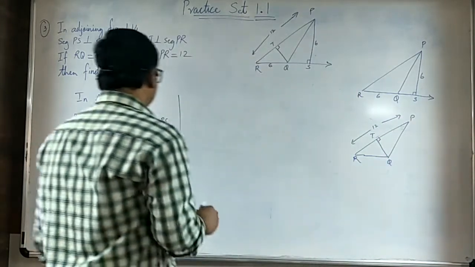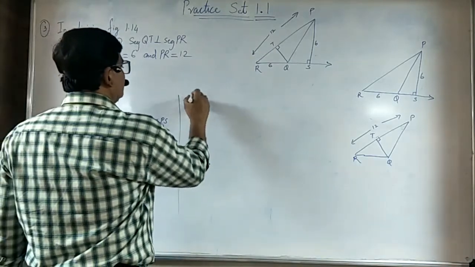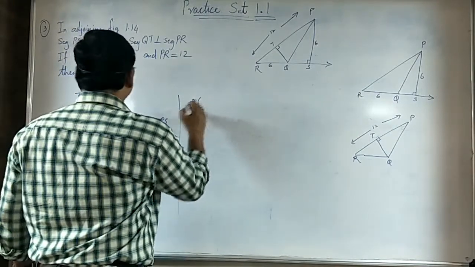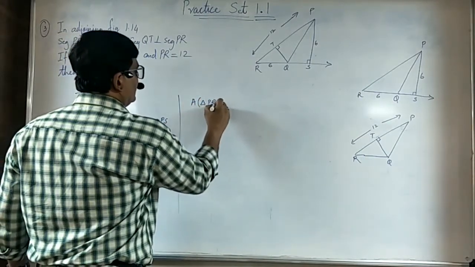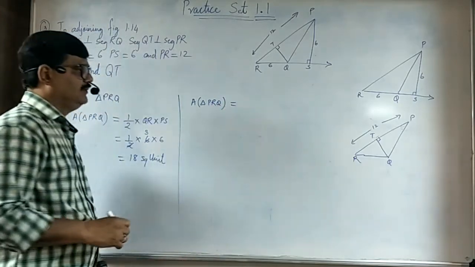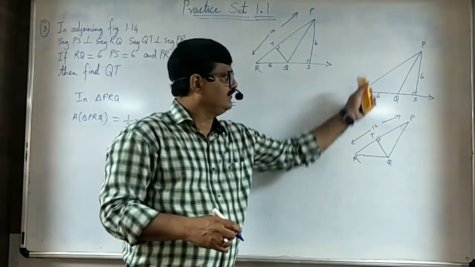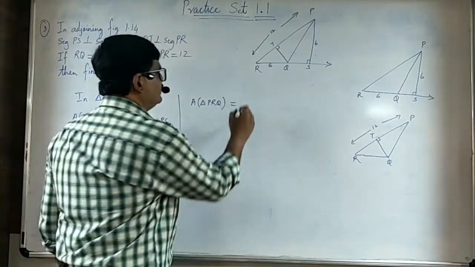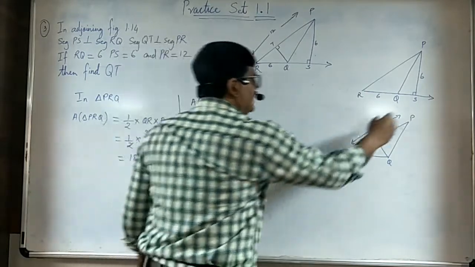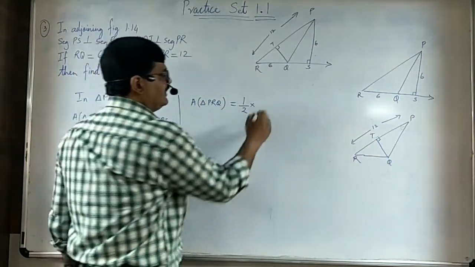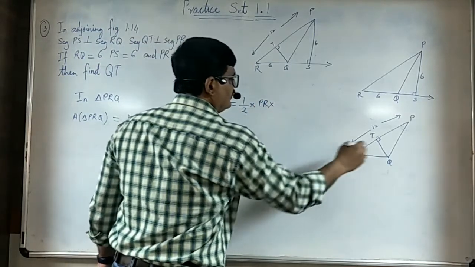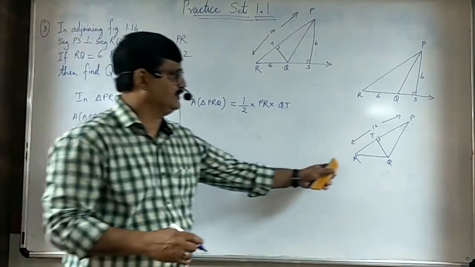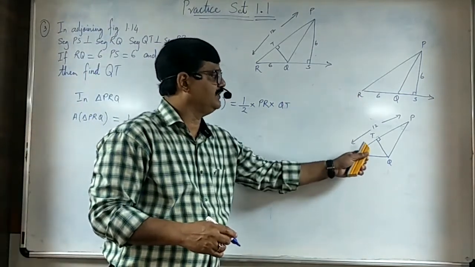Okay. I'll go again for the area of a triangle, again finding the area of triangle PRQ. This is also the area of triangle PRQ. But now I will take PR as the base and QT will be the height. So you will have the same triangle but a different base and height.